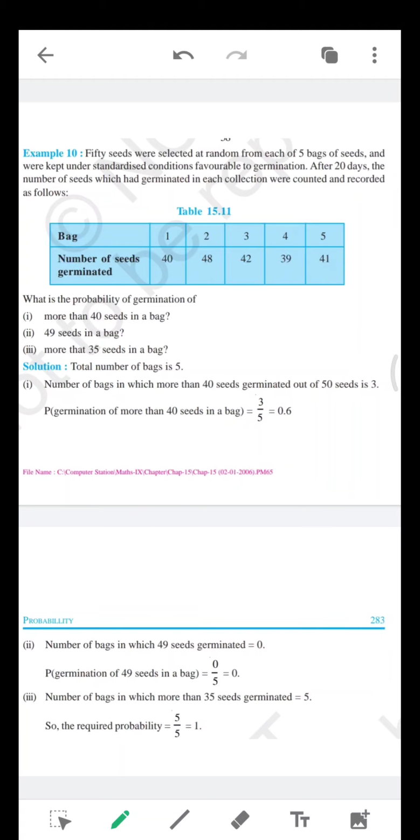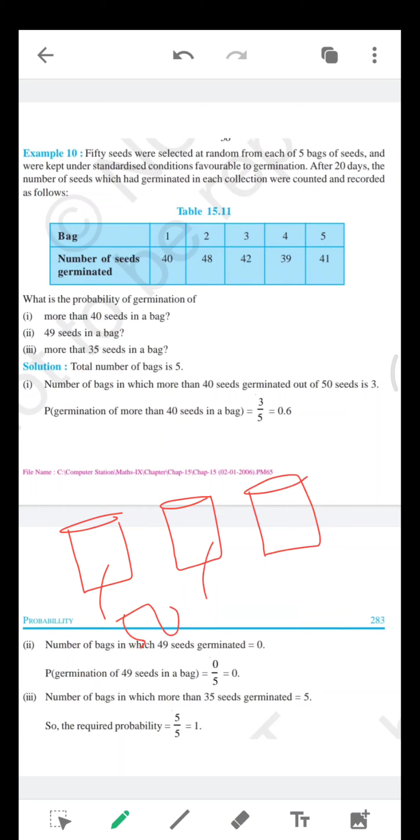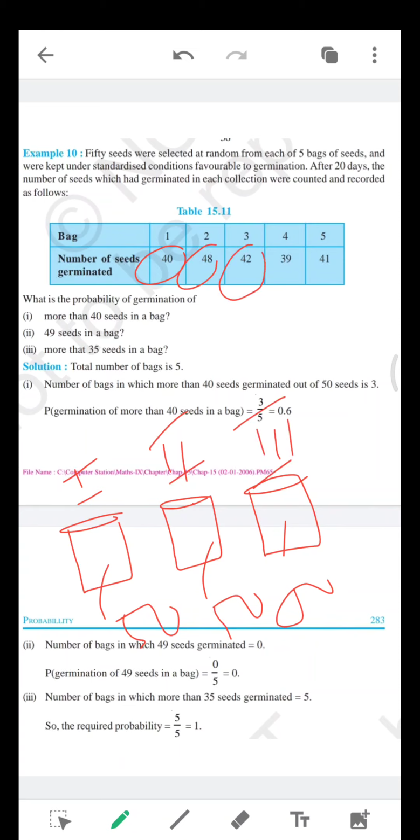50 seeds were selected at random from each of 5 bags. So we were having 5 bags of seeds. From each bag we have taken 50 seeds and kept them for germination. From the first bag only, all 50 seeds will not get germinated. So from the first bag only 40 seeds got germinated. From the second bag only 48 got germinated. From the third one 42 got germinated. So this way the germination process took place.